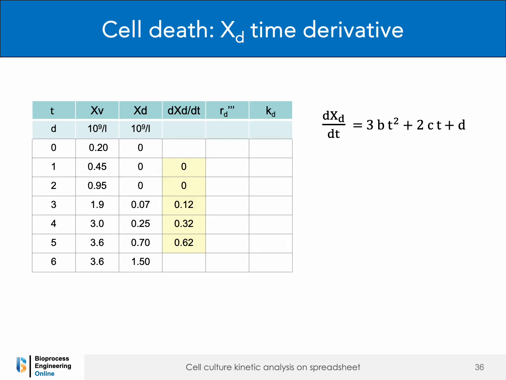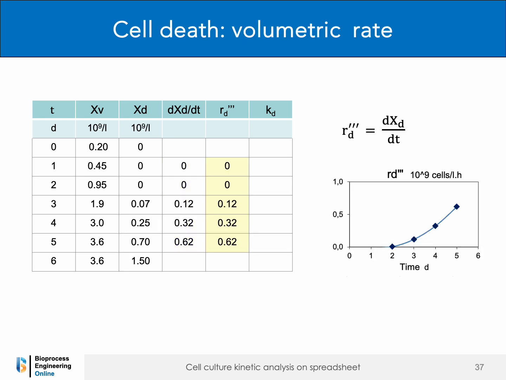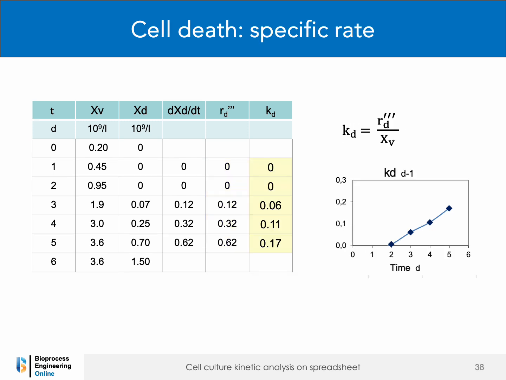With these coefficient values, calculate the time derivative of the dead cells concentration as dXD/dt equals 3Bt squared plus 2Ct plus D. Establish the formula at day 1 and copy-paste it to the following times. Set the volumetric cell death rate RD third equal to dXD/dt and graphically display the time variation of RD third. Finally, calculate the specific death rate as Kd equals RD third divided by the viable cell concentration and graphically display the time variation of Kd.